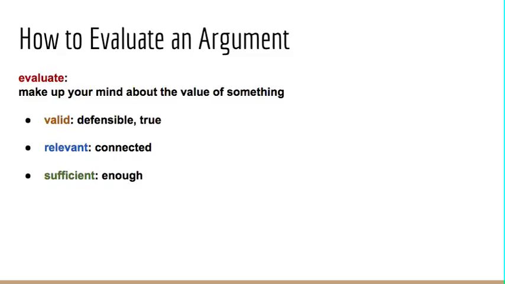We would then also talk about whether the argument is relevant, meaning that the evidence that the author uses to support their argument actually connects to their points, and the claims they use to support their argument, the reasons, connect to the overall argument as well. If those things are not connected, the argument is not going to be strong. And then finally, you need to think about whether there is sufficient evidence and reasons to convince the audience that the argument is true.